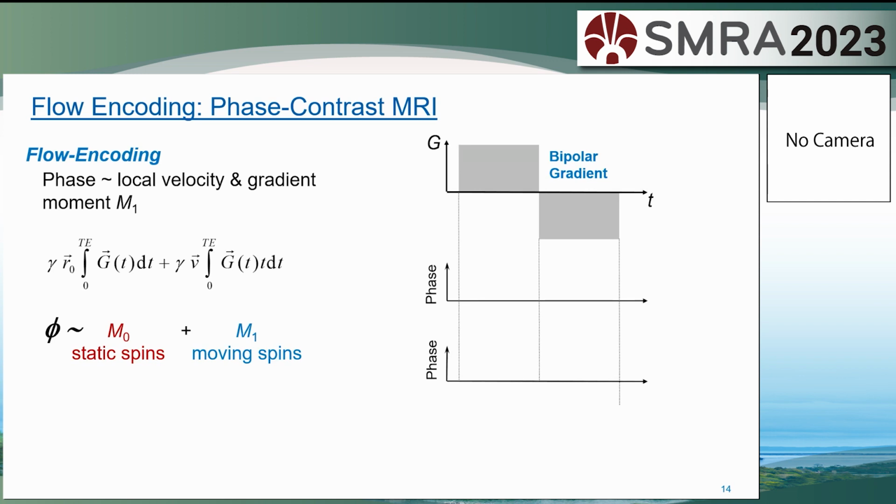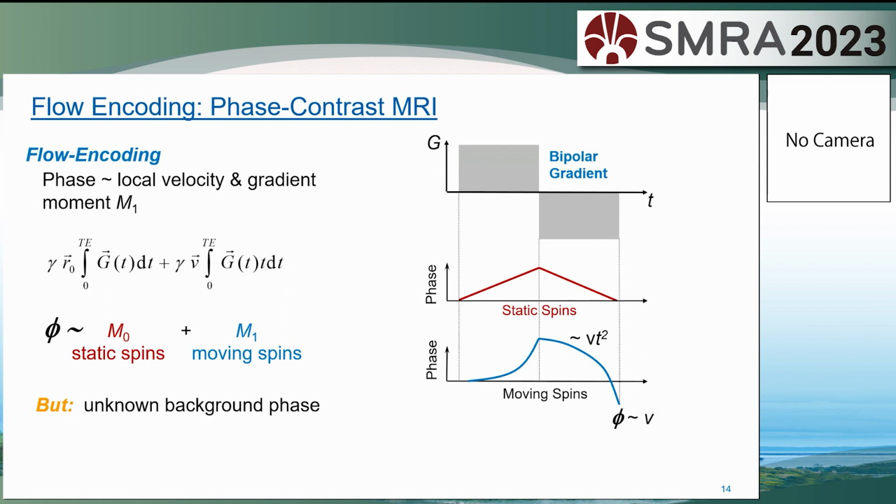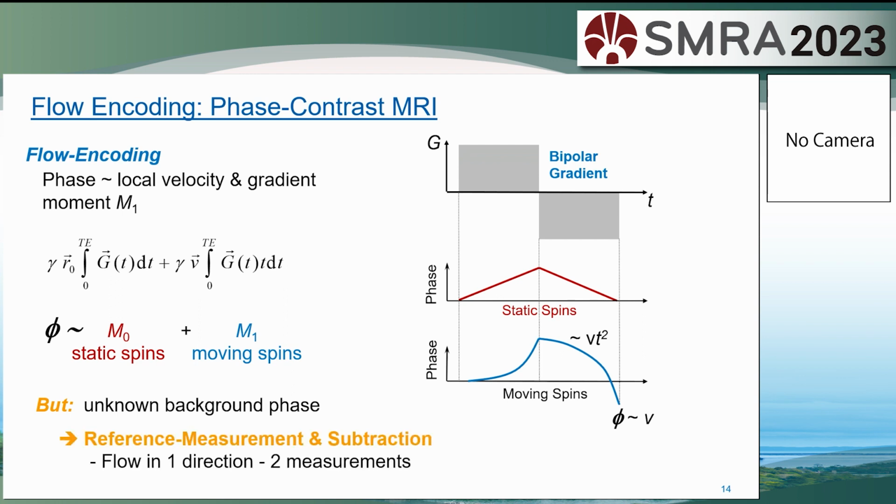We use a bipolar gradient that allows us to bring our static spins back to a phase of 0, and our moving spins have a phase offset, as already Hahn suggested, that is proportional to our velocity. We do have an unknown background phase, which is why we do two scans. We measure a reference measurement as well as a flow encoded scan that we subtract.